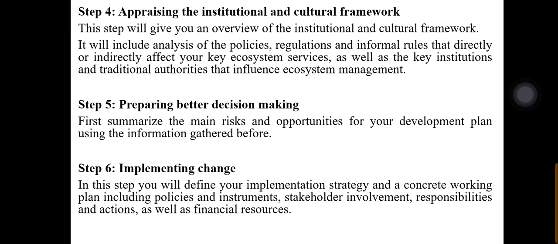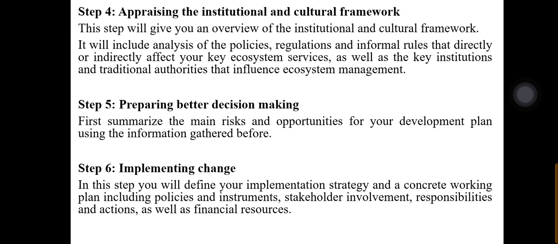So the fifth is preparing better decision making. First, you summarize the main risks and the benefits for your development plan using the information you gathered before. You have to summarize them. You weigh the benefits, you also weigh the risks. If I cut down the trees, or if I remove this forest in this area, what are actually the benefits, and what are the future risks?